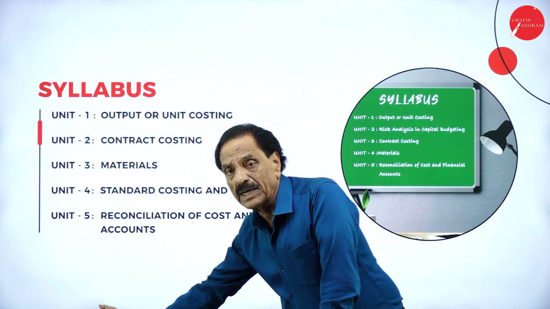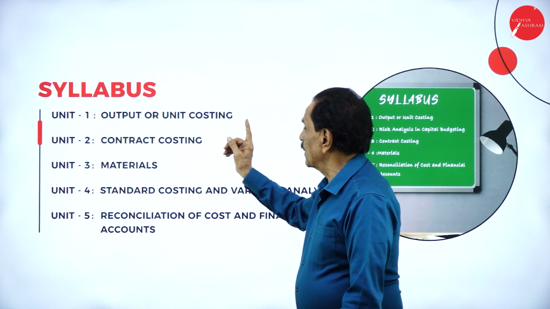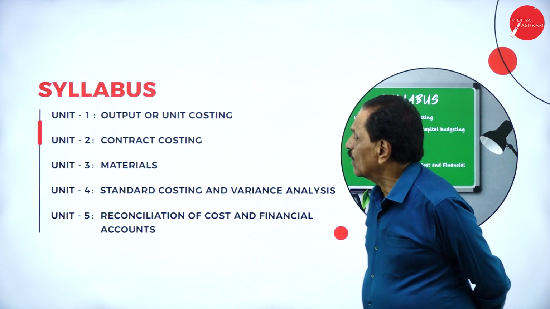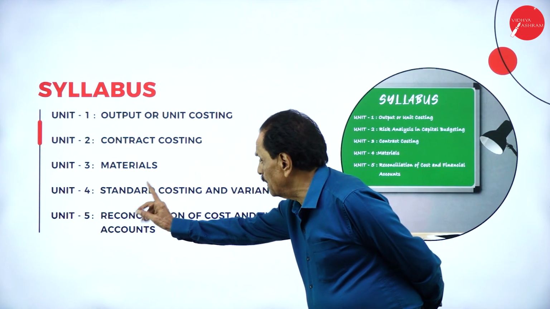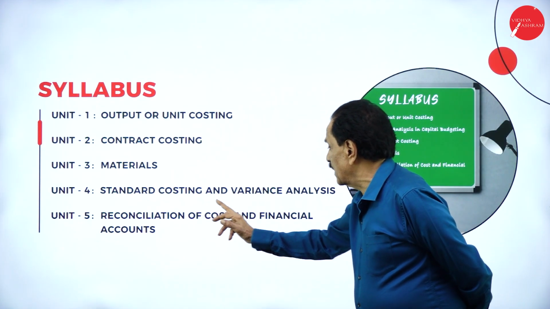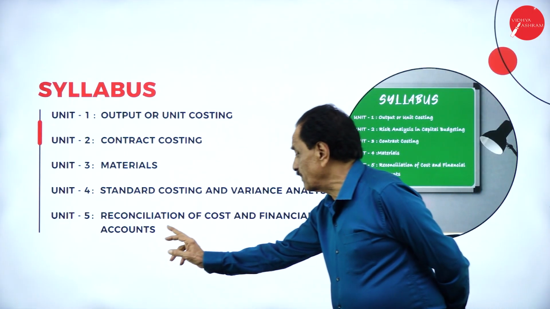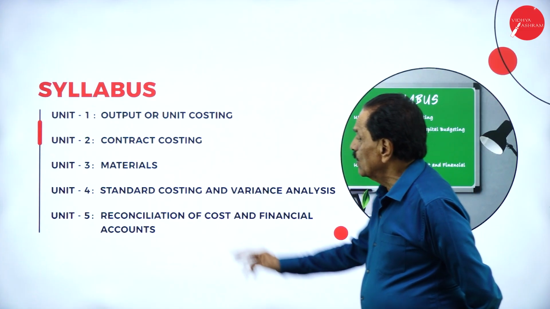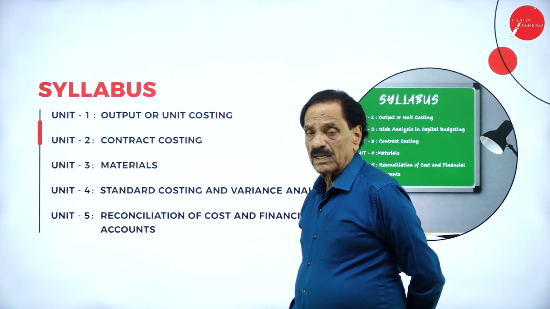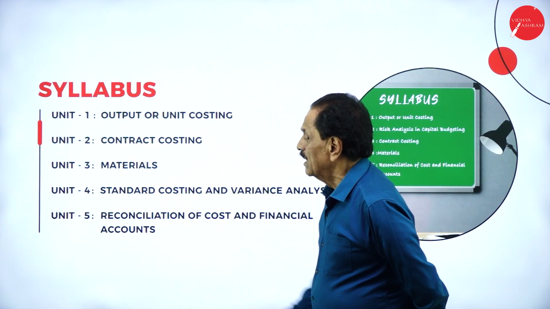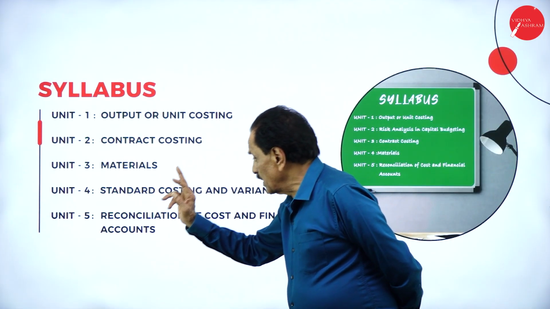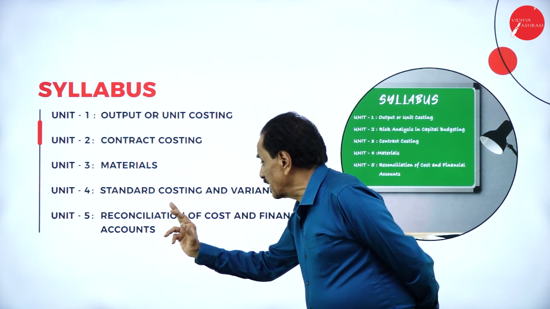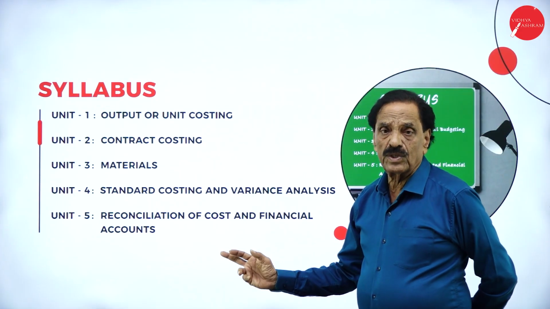So these are all the syllabus. Totally we have got 5 units. First unit, output or unit costing. Second one, contract costing. Third one, materials. Fourth one, standard costing and variance analysis. Fifth one, reconciliation of cost and financial accounts. Which are the 5 units? One is output or unit costing. Number 2, contract costing. Number 3, materials. Number 4, standard costing and variance analysis. Number 5, reconciliation of cost and financial accounts.